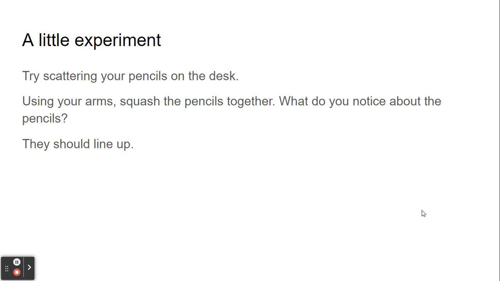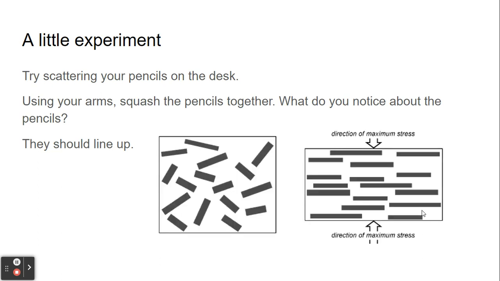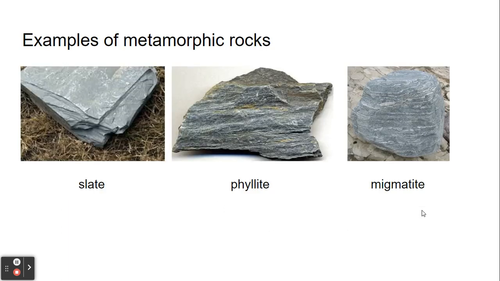Here's a little experiment you can try. Try scattering your pencils on the desk. Then, using your arms or two big rulers, squash the pencils together. What do you notice about the pencils? They should all line up. And this is what happens when metamorphic rocks form. Here are some examples of metamorphic rocks. In the slate, we can see the fine lines and bands as the layered structure of the slate. And here we have two more examples of metamorphic rocks.